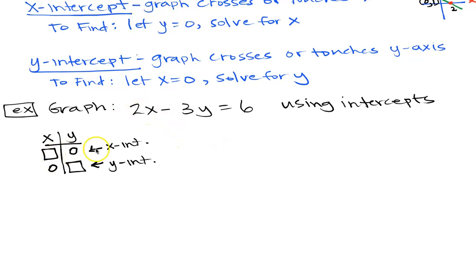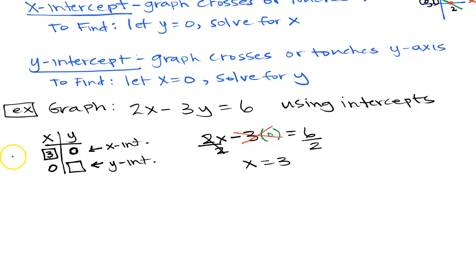Okay, so let's look at this. If I plug 0 in place of y in this equation, I'll have 2x minus 3 times 0 equals 6. I just replace that y with the 0 here. Then negative 3 times 0 is just 0, so that's gone. I'm just left with 2x equals 6. Then I just need to divide by 2 to figure out what x is. So x equals 3. So that's what I have here.